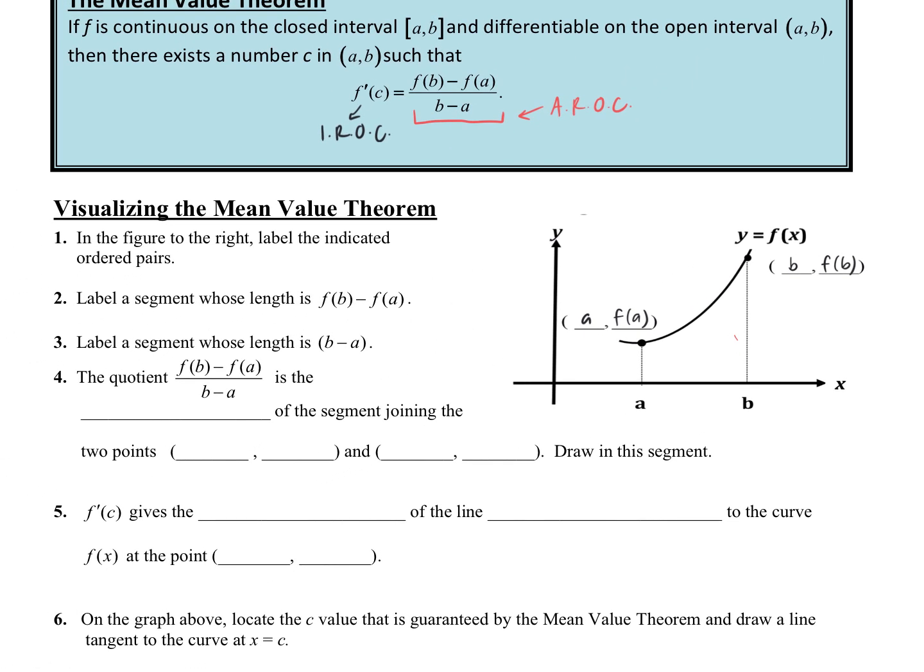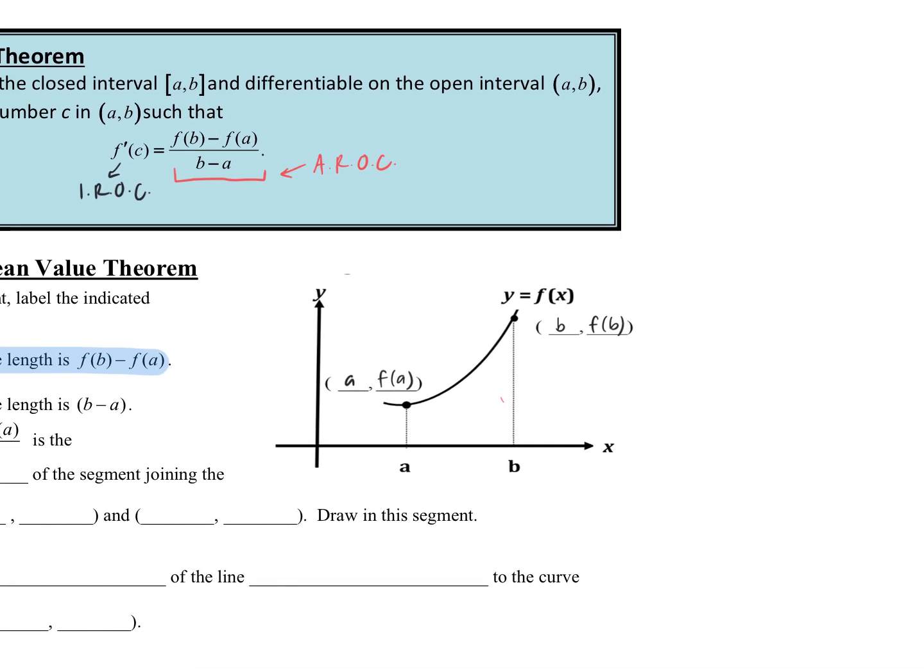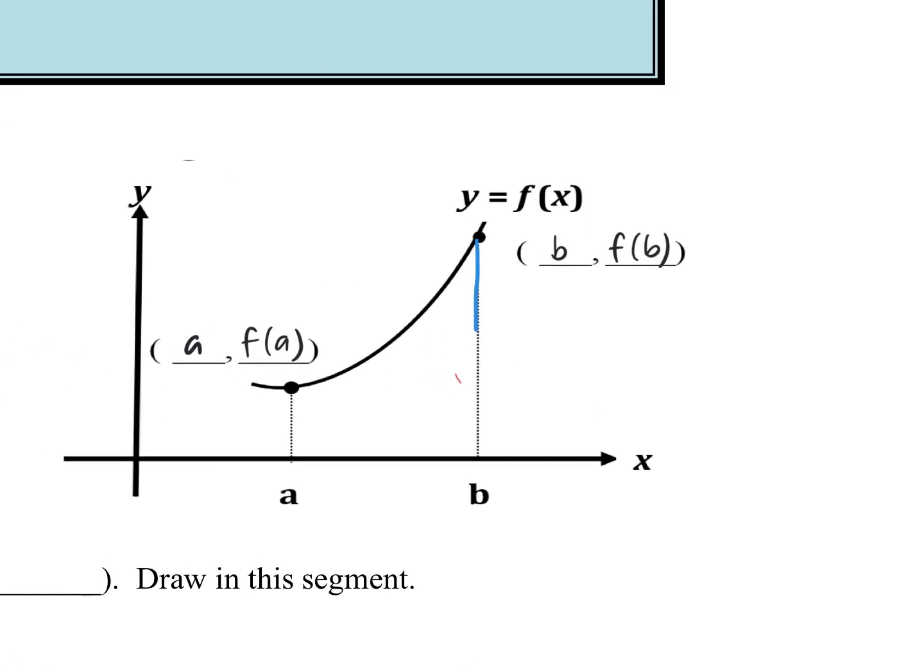Next thing it says is to label a segment whose length is f of b minus f of a. If I was trying to label a segment that is f of b minus f of a, would that be a vertical line or a horizontal line? If I'm looking at the difference between the y values, the difference between the y values would be a vertical line here. That is our change of y values, or that's our f of b minus f of a.